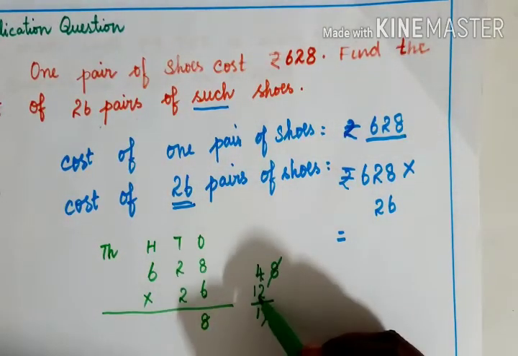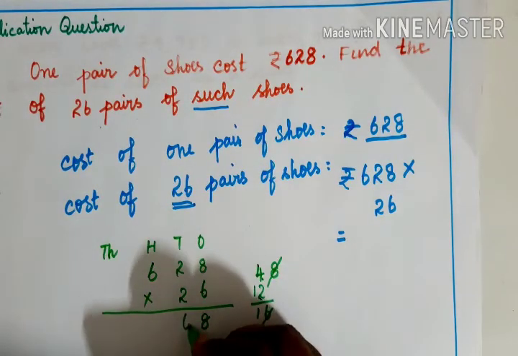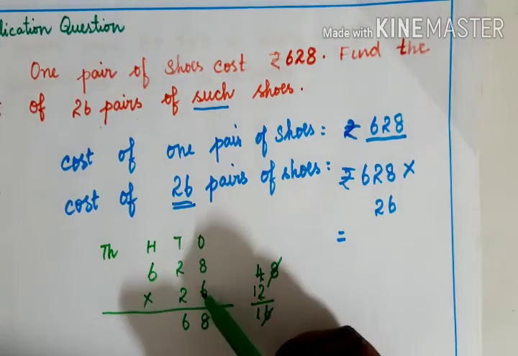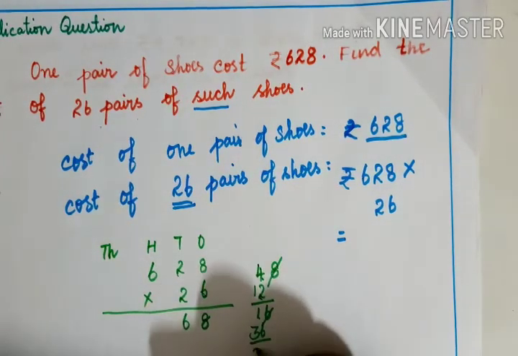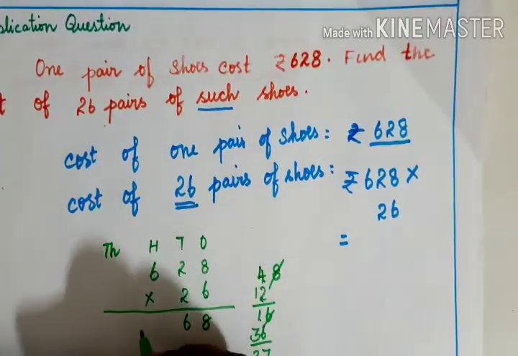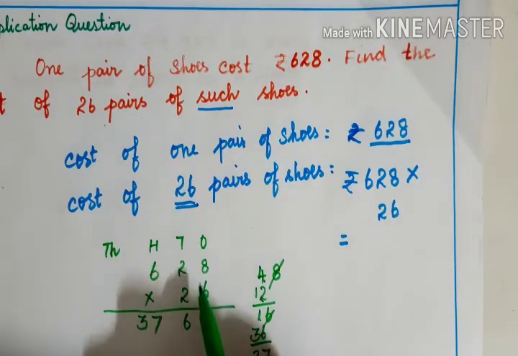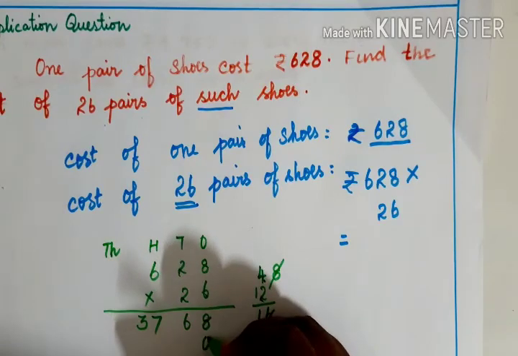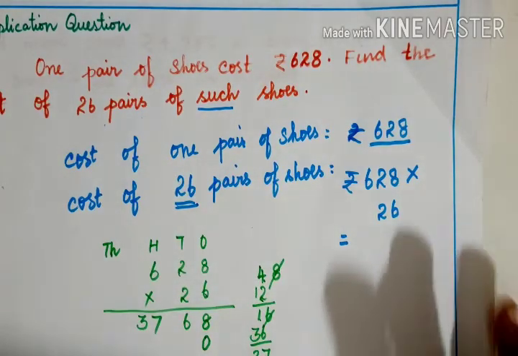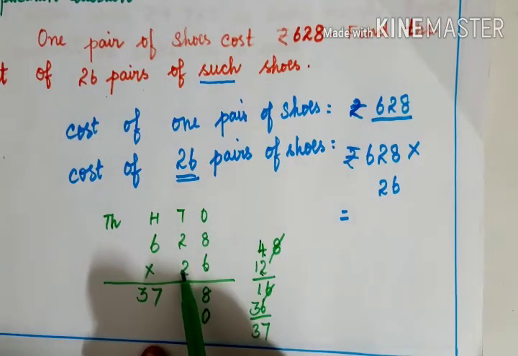6 twos are 12, isn't it? 12 plus 4 is 16. So write the 6 here, carry over 1. Next, 6 sixes are 36. 36 plus 1, 37. Directly you can write the 37 here. Is it okay, dear? Fine. Next, we have finished all the multiplication of the ones digit. So put 0 in the ones place. Is it fine? 0.